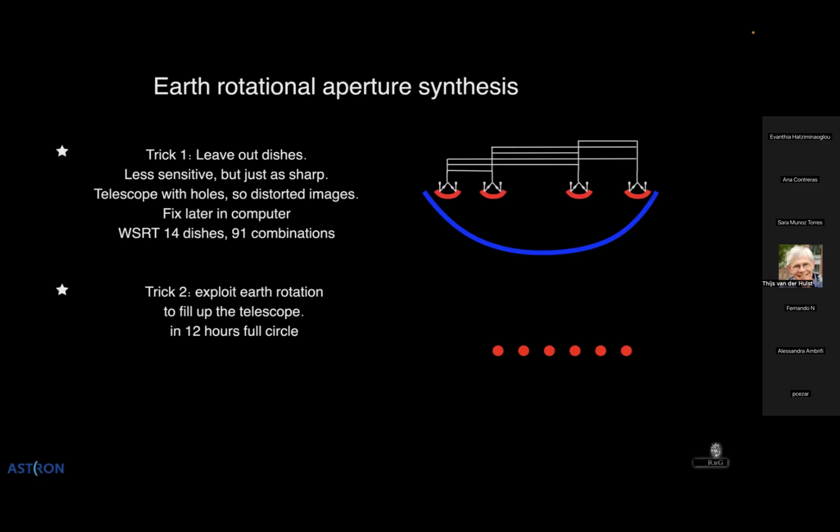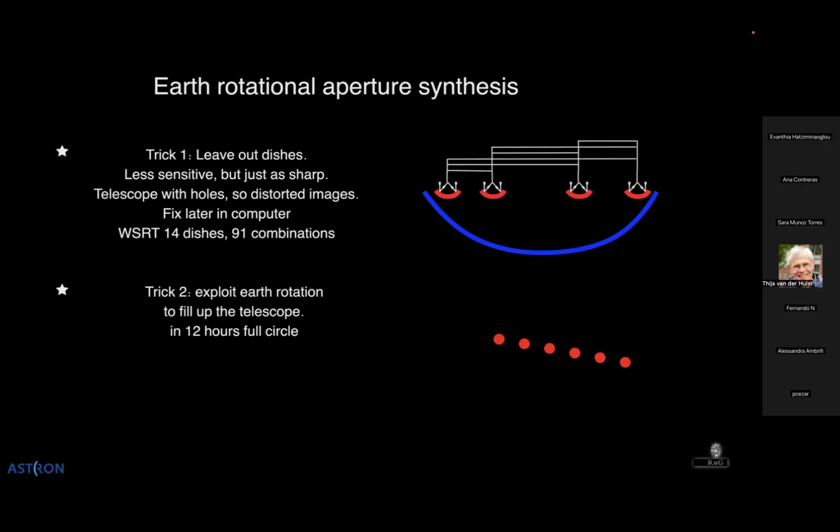The second trick is that we exploit the rotation of the Earth. So imagine this is conceptually, say, a telescope like Westerbork. These are the dishes on a line, as seen from the source. And because the Earth is rotating, the source sees this. Simply because the Earth is rotating, the orientation of the telescope, of the array, changes with time.